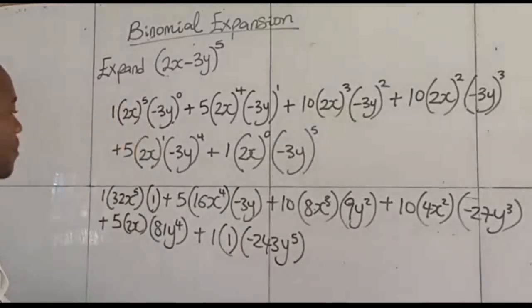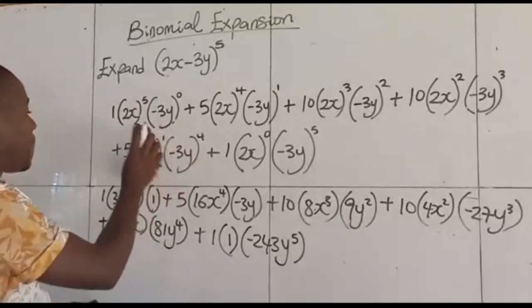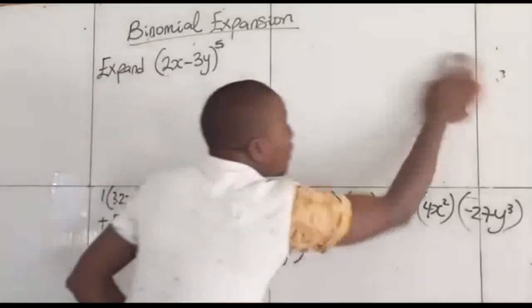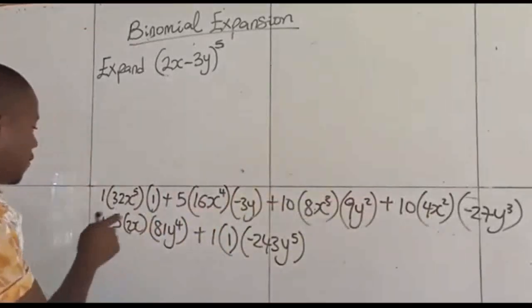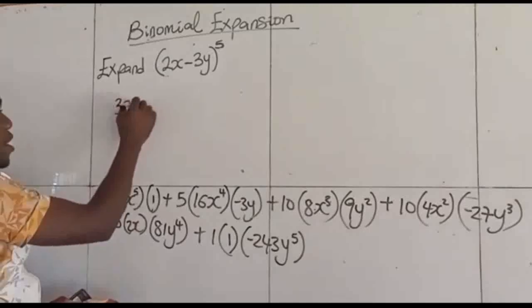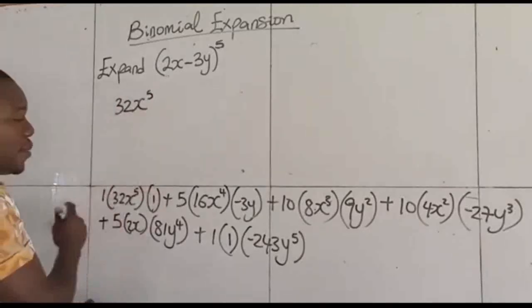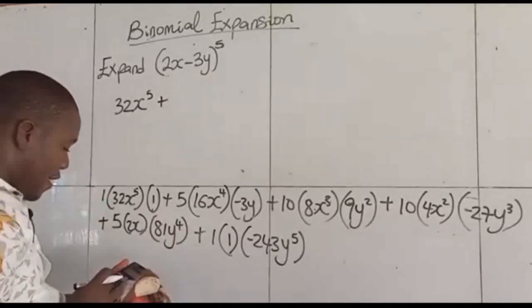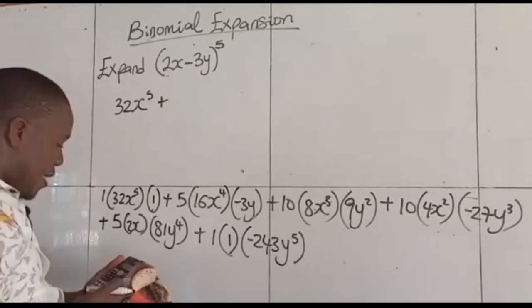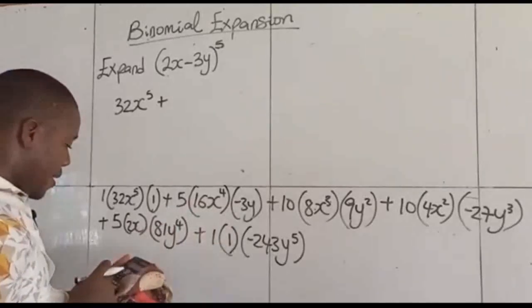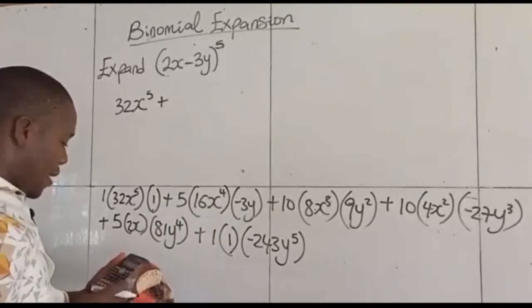So we can continue the expansion. Forgive me, I'm going to clean off here. So when I clean off here, I have 1 times 1 is 1, 32, and x raised to the power 5. We're done with this. Plus 5 times 16, is 80. 80 times 3 is 240, I think. Yeah, 240.